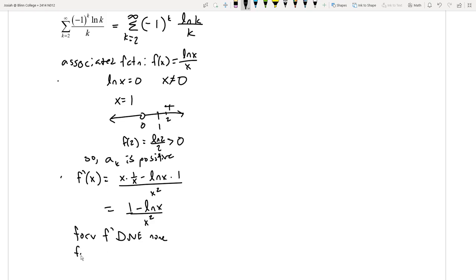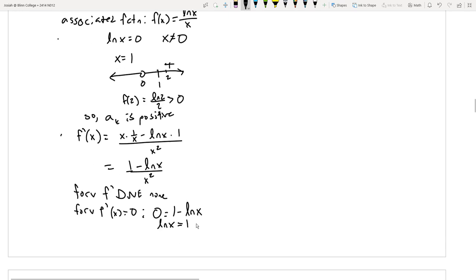And so instead we look for first order critical values where f prime of x is equal to 0. So we set 0 equal to, if the fraction is going to be 0, it's got to be from the numerator. So 1 minus natural log of x is equal to 0. So natural log of x is equal to 1. And so the place where that happens is when x is equal to e. And we can just turn this into an exponential. E to the first is equal to x.